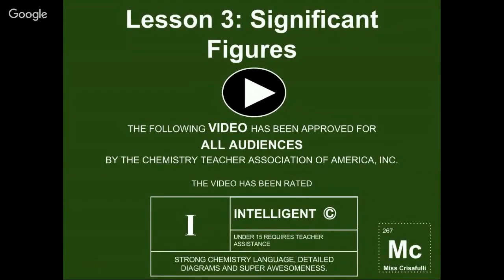Hello, AP Chemistry students, and let's talk about your AP Summer Homework Unit 1, Lesson 3, which is everybody's favorite, Sig Figs.